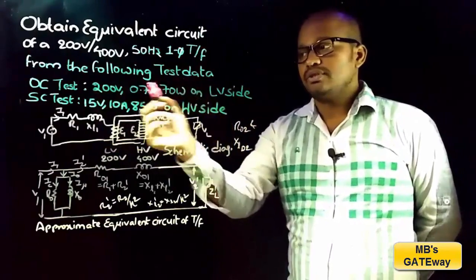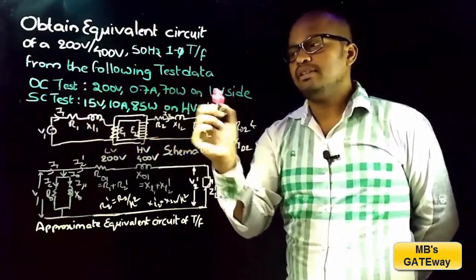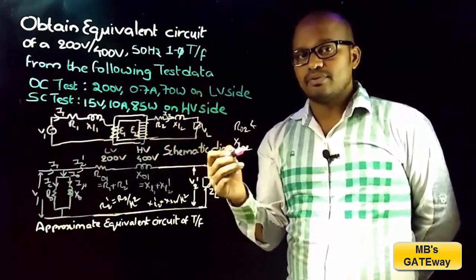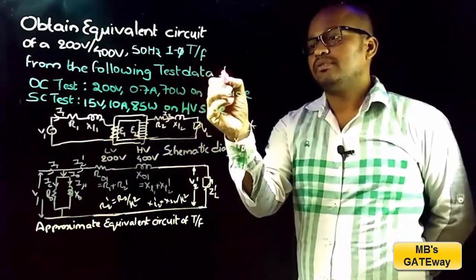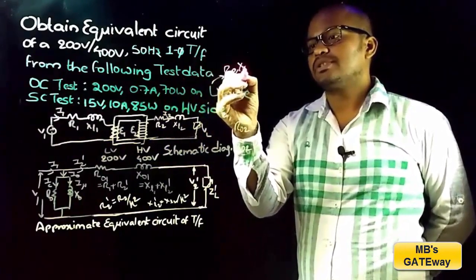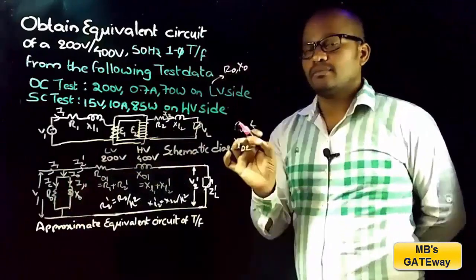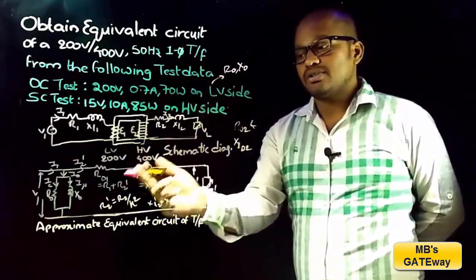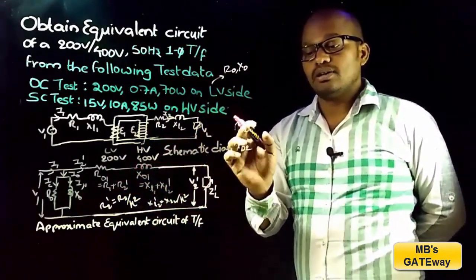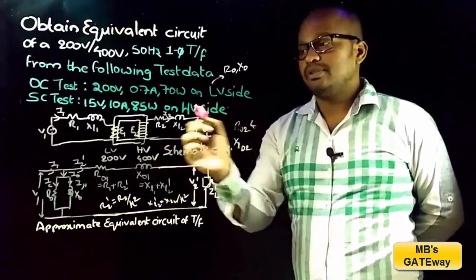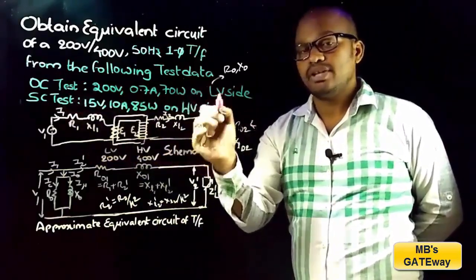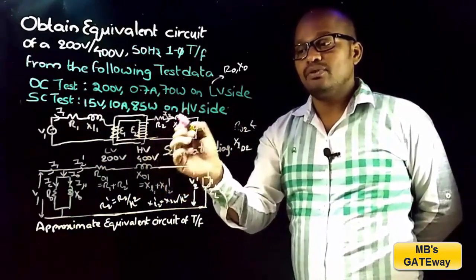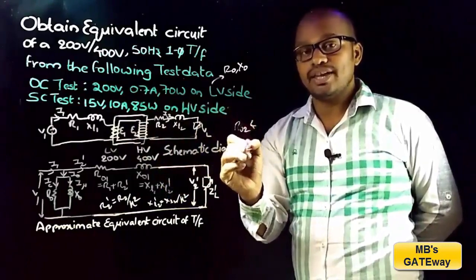From this question you can note that OC test is performed on LV side and short circuit test is performed on HV side, which are the preferred sides of the transformer. From open circuit test data we can find the shunt branch elements R0 and X0, and from short circuit test data we must first decide whether we are getting R01 and X01 or R02 and X02. And observe here that short circuit test is performed on HV side, and here HV side is the secondary side of the transformer. So from this data we are getting R02 and X02.